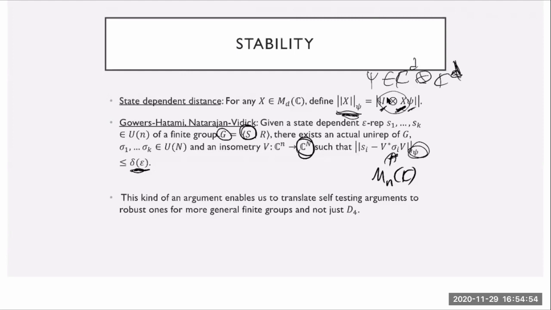And this is something called an epsilon homomorphism, but I'm not getting into it. You can just think of it as an epsilon representation of the group with a specific set of generators and relations.